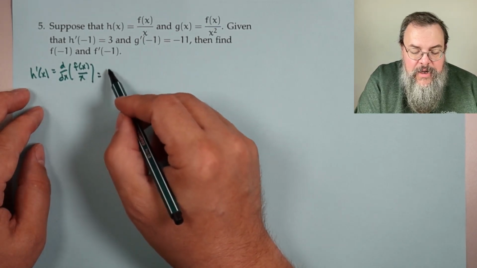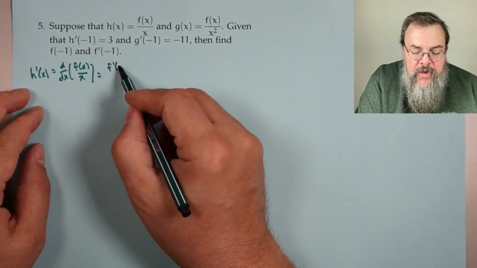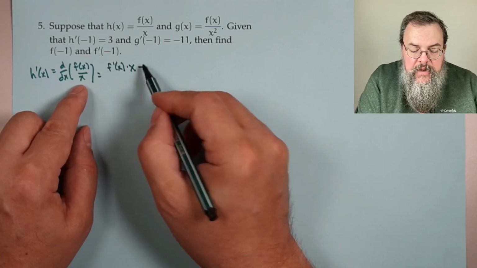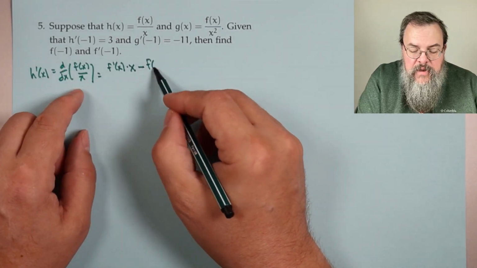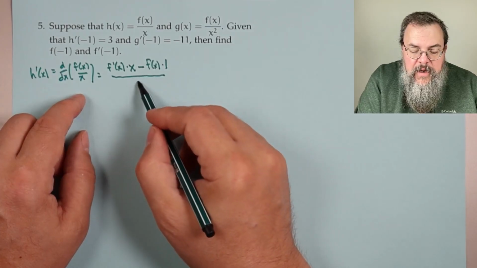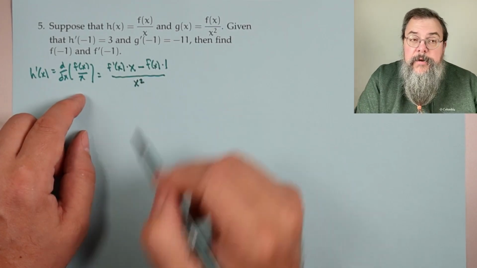So we're going to start by taking the derivative of the top times the bottom minus the top times the derivative of the bottom, and all of that is going to be divided by the bottom term squared.